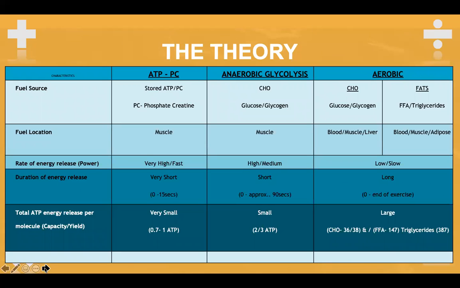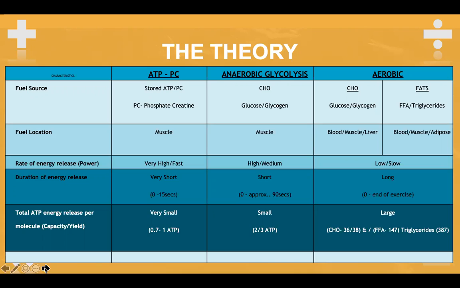So for fuel source and fuel location of the ATP-PC system, the fuel is the PC, or the phosphate creatine, and is located within the muscle. There's actually some stored PC within our muscle at all times. However, it only gives us 1 or 2 seconds max of energy, or ATP. So if we're to do some movement that takes more than 1 second, so maybe throwing a ball would be okay, we can just use our stored PC. But for any activity more than 1 or 2 seconds, our ATP-PC system would have to start replenishing the ATP.